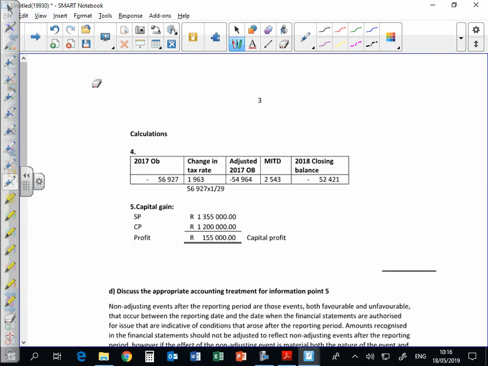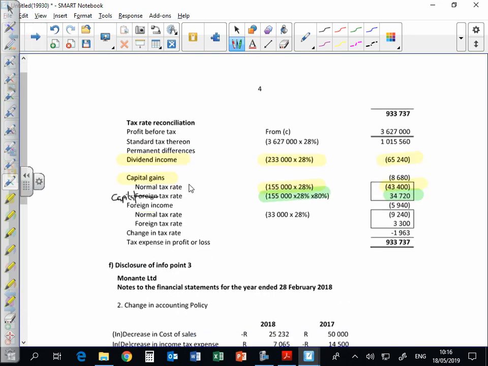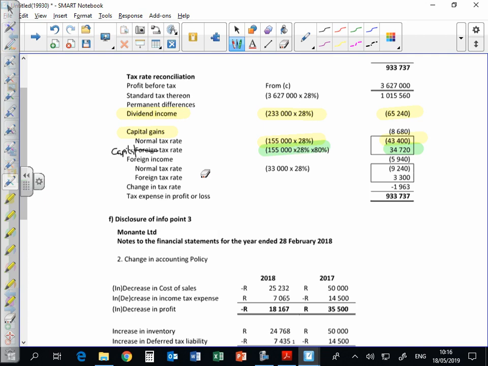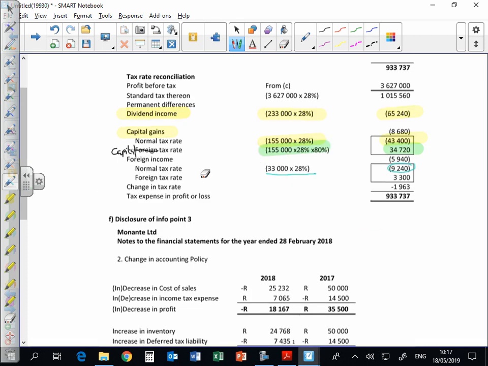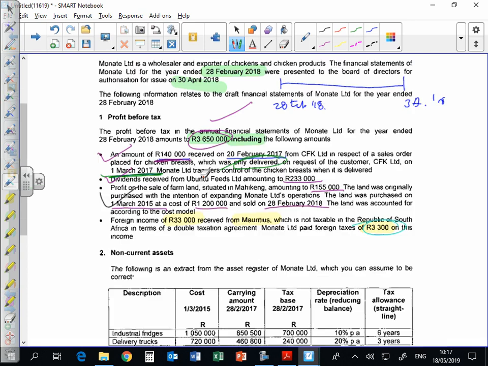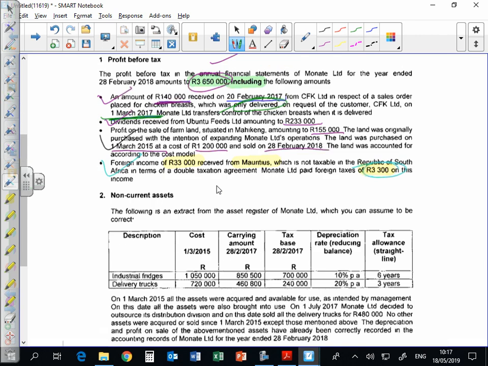In terms of our tax rate recon, when we have a look at our foreign income, we take out the 33,000 at 28%, and we add whatever foreign tax we are going to pay. They told us that we will pay 3,300. So we add back 3,300, and we are left with that difference. Everyone's still happy? Awesome. Right, so we're done with that, and information point 1 is done.